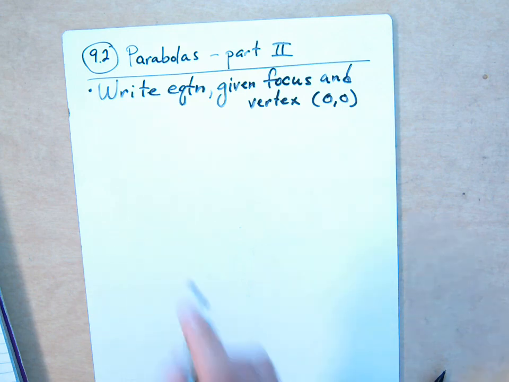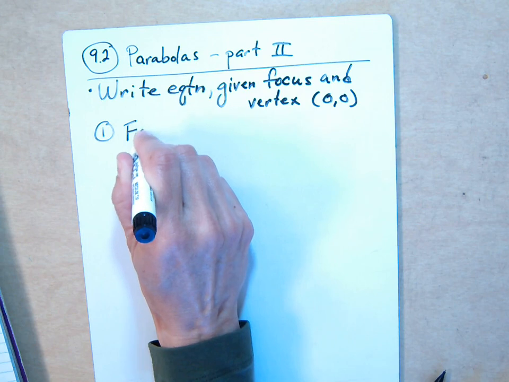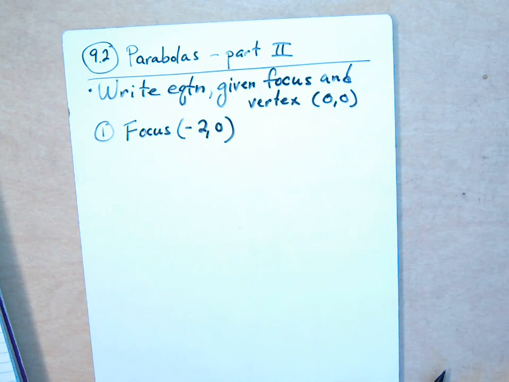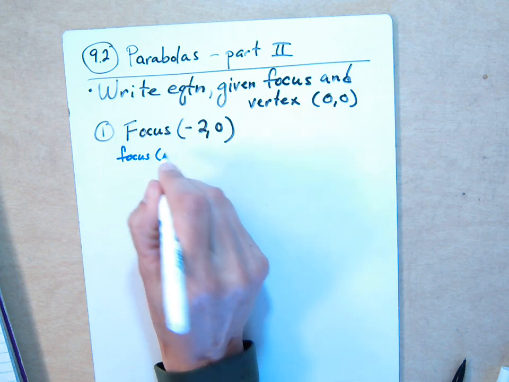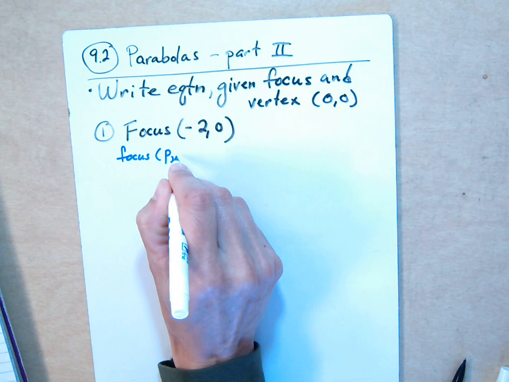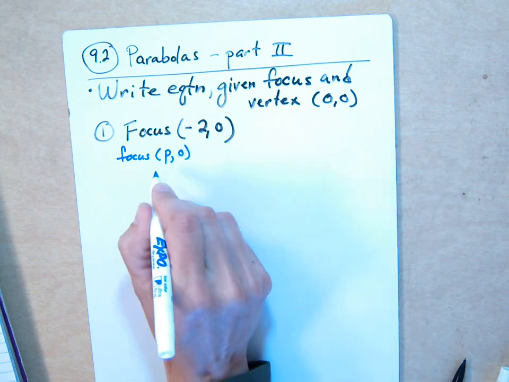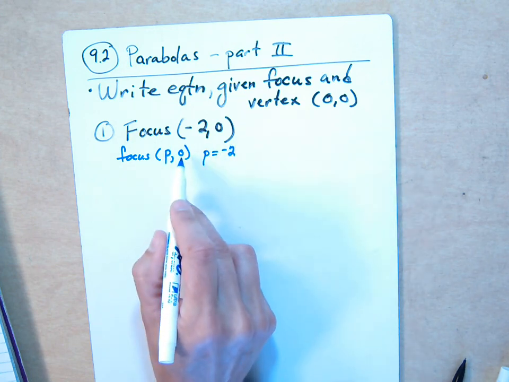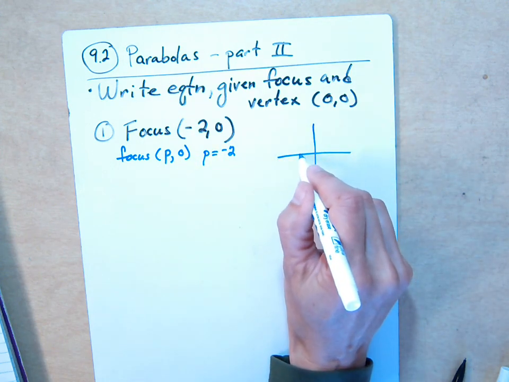So if all I need to do is tell you where the focus is, you should be able to come up with the equation. Because if I tell you the focus is -2, 0, so first example, then you know the focus is p, 0 from your equations. So p equals -2 if you just match it up. Or if we looked at a picture, -2, 0 is the focus.